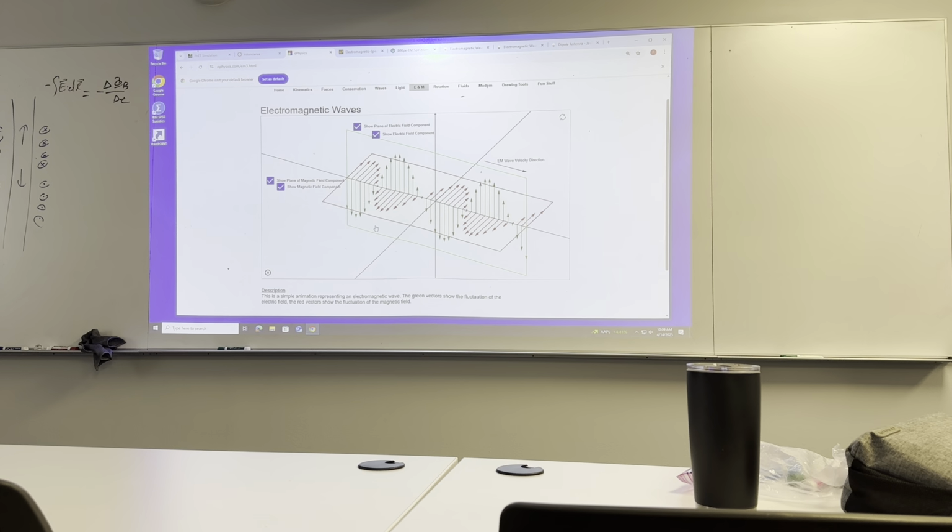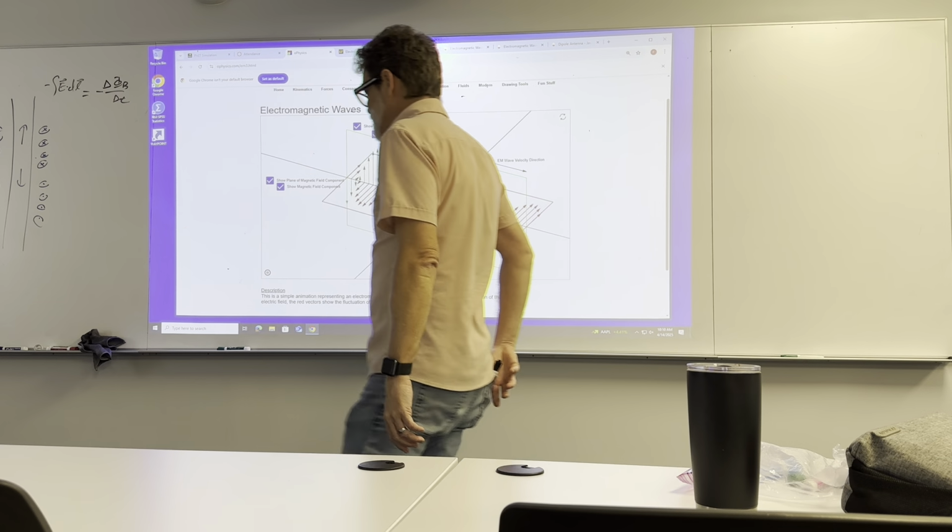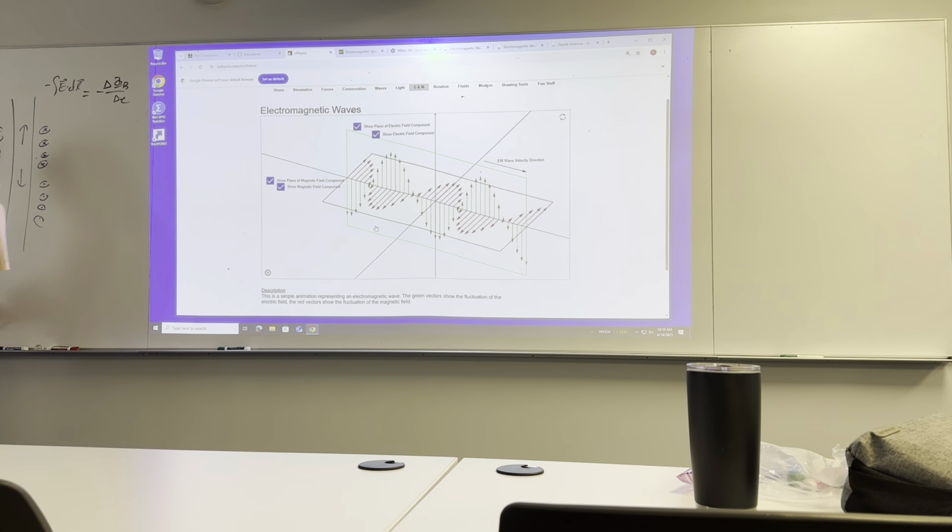It's a transverse wave, right? Sound is a longitudinal wave. The electromagnetic wave is a transverse wave, so it's going up and down and up and down. An equation that you probably remember from physics 1, or I hope you remember from physics 1.